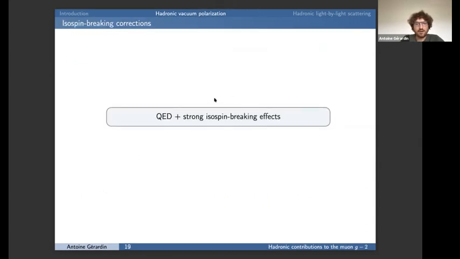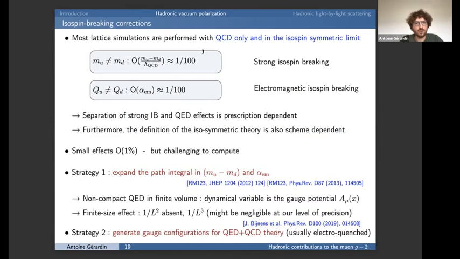And then finally, as I said, most lattice QCD calculations are done with QCD only, and usually with the assumption that the mass of the U and D quark are equal, which is not exactly true in nature. And so we have to correct for QED and strong isospin breaking effects. In principle, they are both of the order of a few percent, and they're also quite challenging to compute.